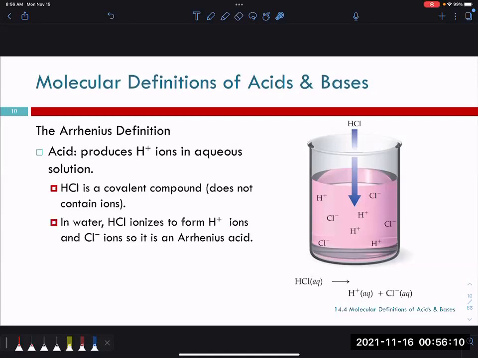So there are a couple of different definitions of acids and bases. And one of those is the Arrhenius definition.